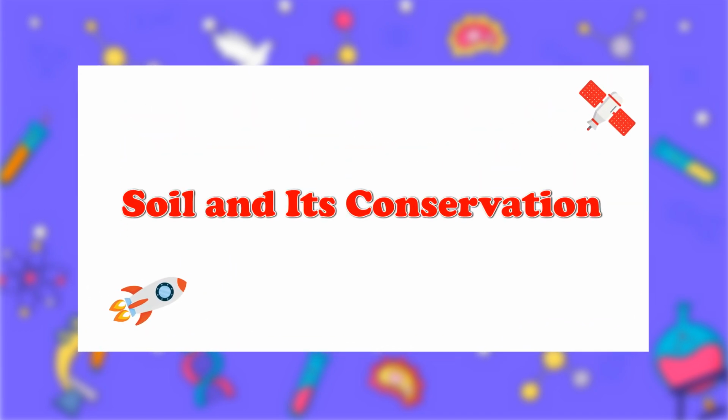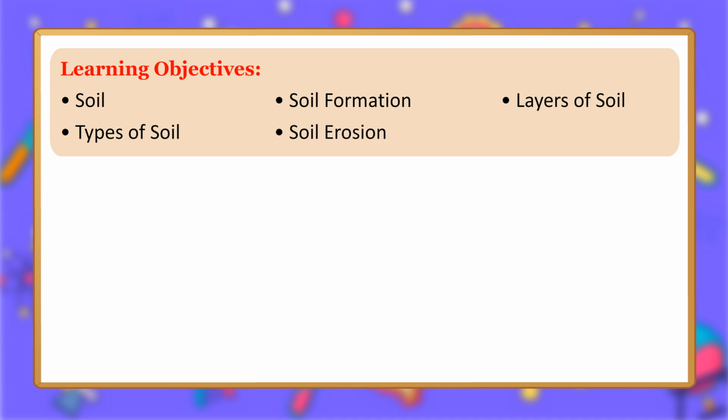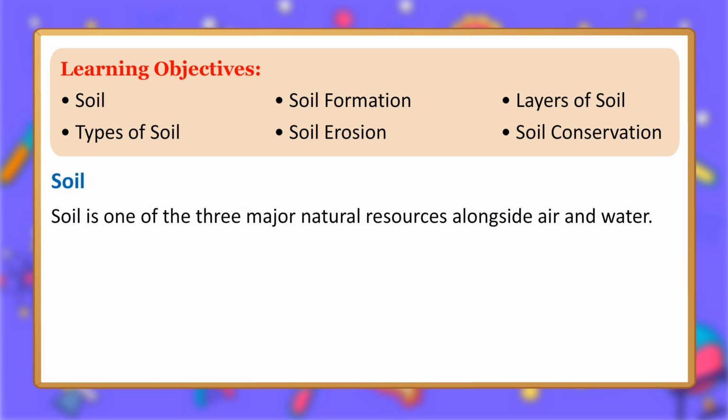Soil and its conservation. Learning objectives: soil, soil formation, layers of soil, types of soil, soil erosion, soil conservation. Soil. Soil is one of the three major natural resources alongside air and water.